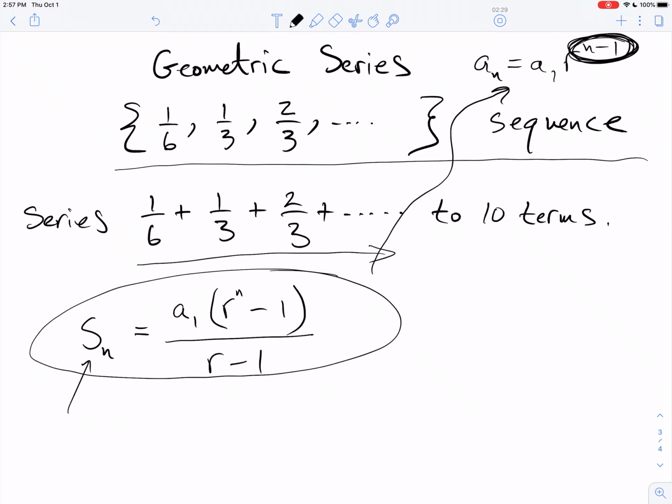So, let's look at this. If you look at the series I created, I have an A1, and the A1 is 1/6. And you might look at that and go, oh, I figured out what the R value is. The R value for this is 2. But if you do not see the R value, you say, well, take any number in the list, divide by the one that came before it. That's how you find R.